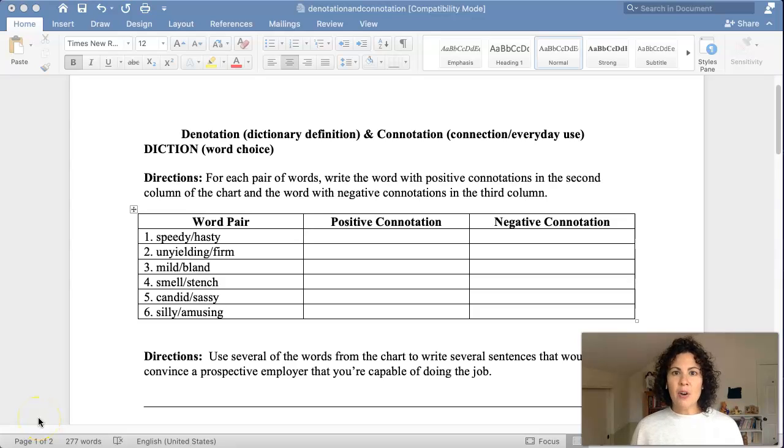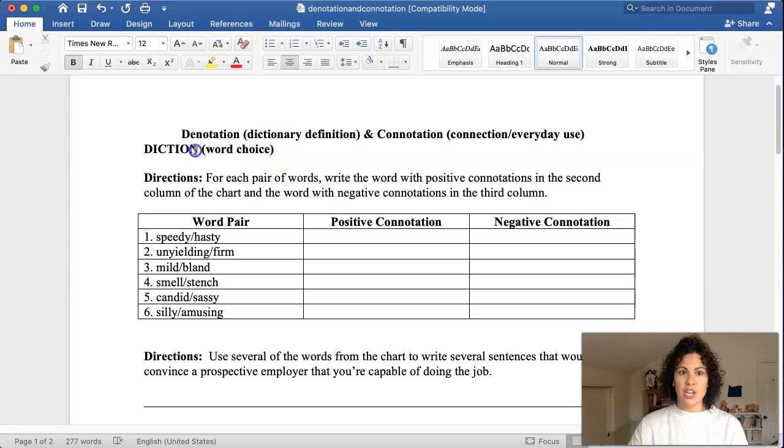So today we're going to talk about connotation and denotation, which is super important to our writing. Connotation and denotation has to do with your word choice. So you can see I've written some notes already here, and I would suggest that you go ahead and have your document up or a hard copy of it so you can take some notes.